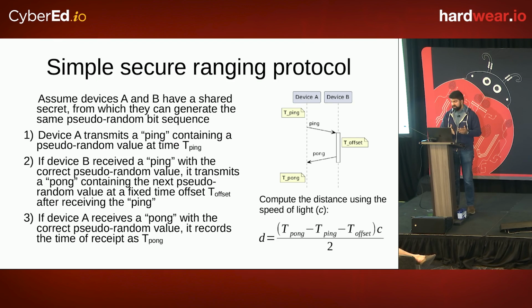So then once device A gets back the response to its ping, it can look at the time between when it received the pong and when it sent the ping and subtract the fixed turnaround time at the other end. And what's left is the time of flight for the round trip. Then you can just use the speed of light to compute the distance between the two devices.